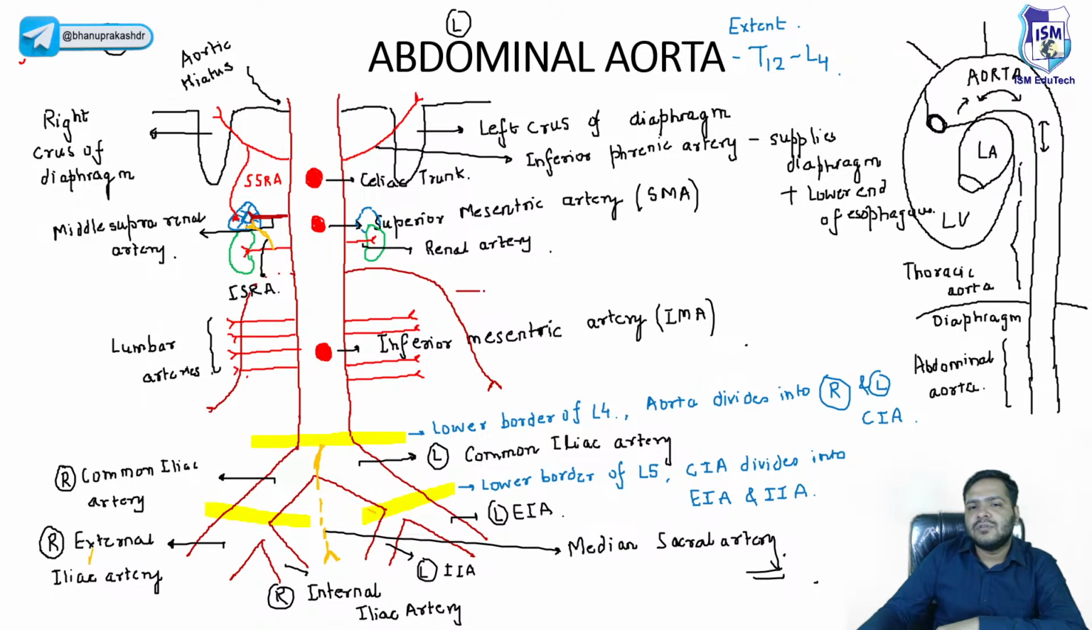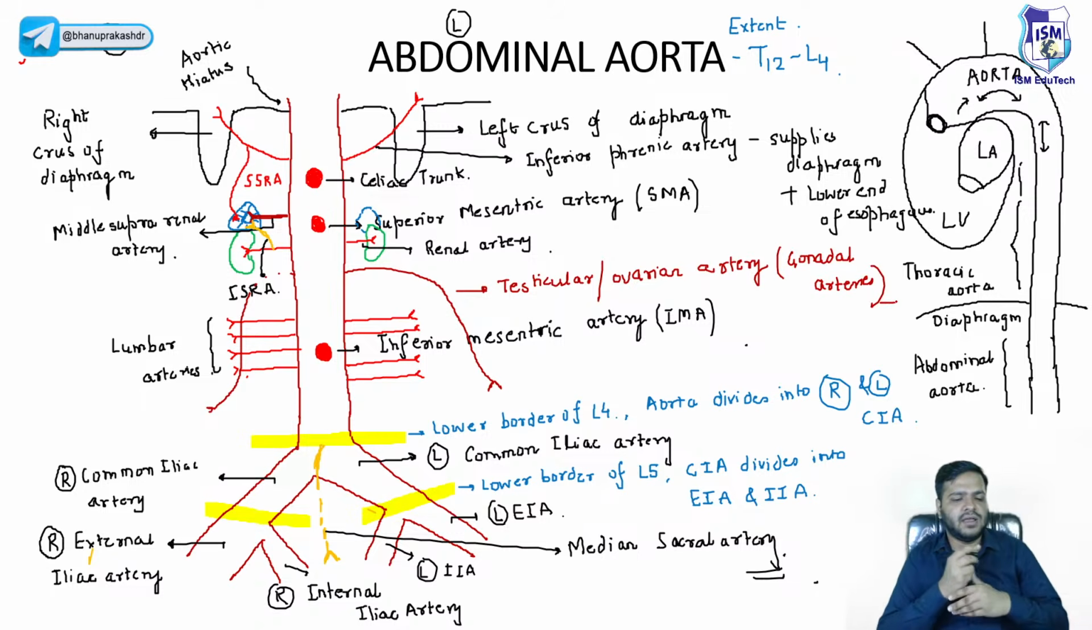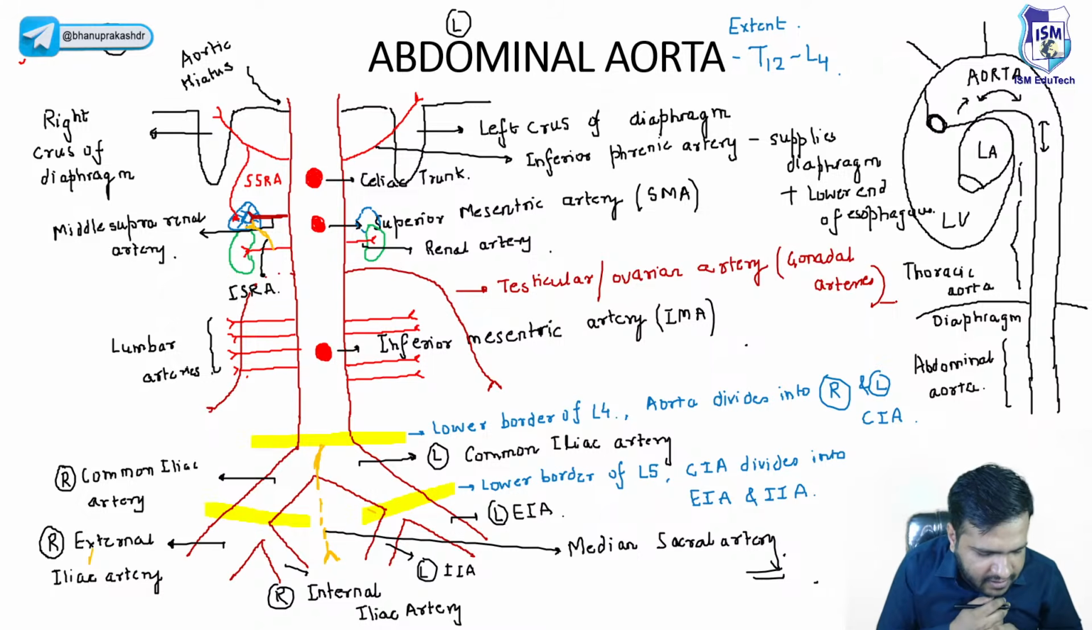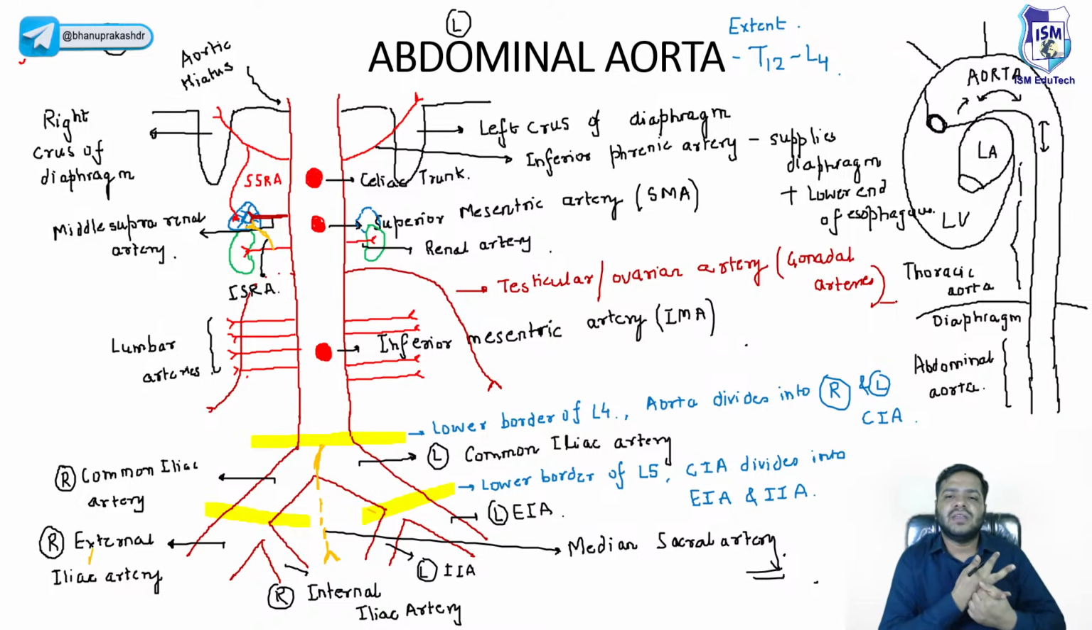We have this testicular or ovarian artery, and in other terms it is called the gonadal arteries. तीन हो गई ना, तीन branches हो गई, right? In other terms it is like the gonadal arteries. Testicular artery or ovarian artery, we have the lateral visceral branch, they are supplying to the testis and the ovary, okay. Renal artery and middle suprarenal artery.